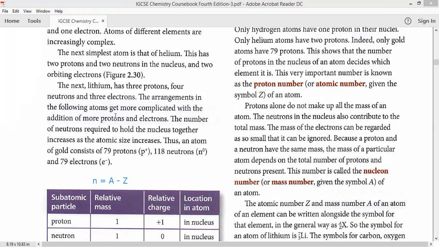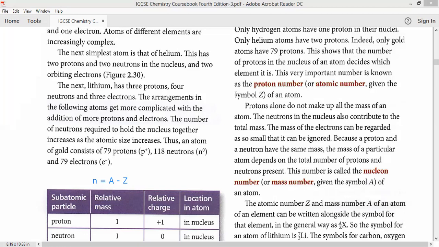Another easier way is that A is always going to be greater than Z. So whichever number is bigger, assume it to be A, whichever number is smaller, assume it to be Z. The only case in which this number is equal is hydrogen. And for the rest of the periodic table, A is always greater than Z, just like given over here.